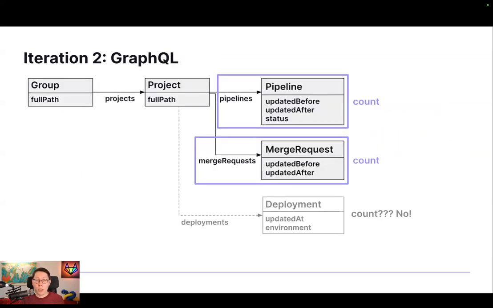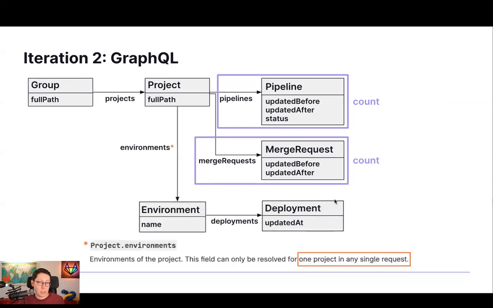Looking at the GraphQL API, we can see that we can easily get projects for a group and then traverse to pipelines and merge requests. We can filter by dates to get monthly slices and pipeline status. So that's pretty nice. Let's do the same for deployments, right? Yeah, nah, that's unfortunately not a thing.